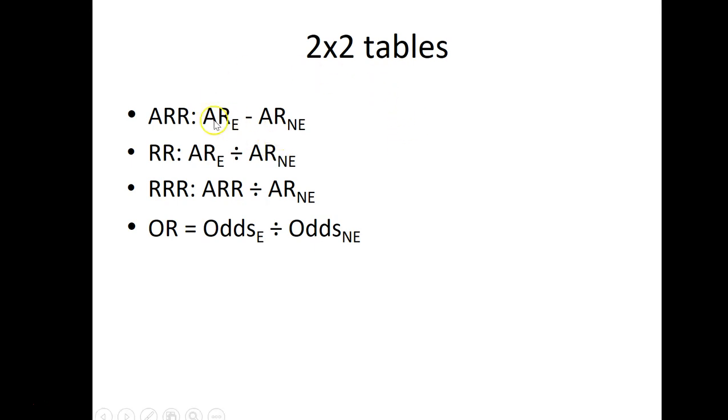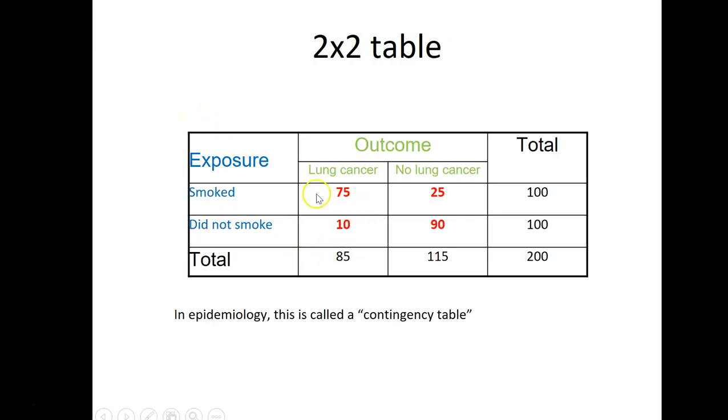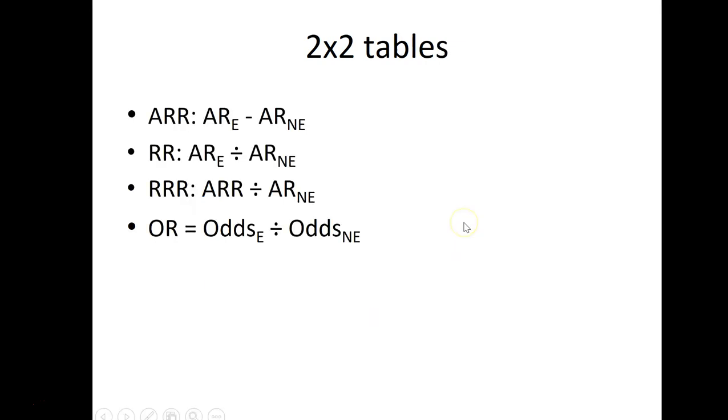We said there is the absolute risk reduction. Well, the absolute risk is going to be, amongst those who got the exposure, what percentage got the outcome. So 75 out of 100, that's 75%. That's the absolute risk in this group. In this group, the absolute risk would be 10 out of 100, so 10%. So that's the absolute risk in those two groups. The absolute risk reduction is going to be the difference between the two. The relative risk is going to be the quotient of the two.